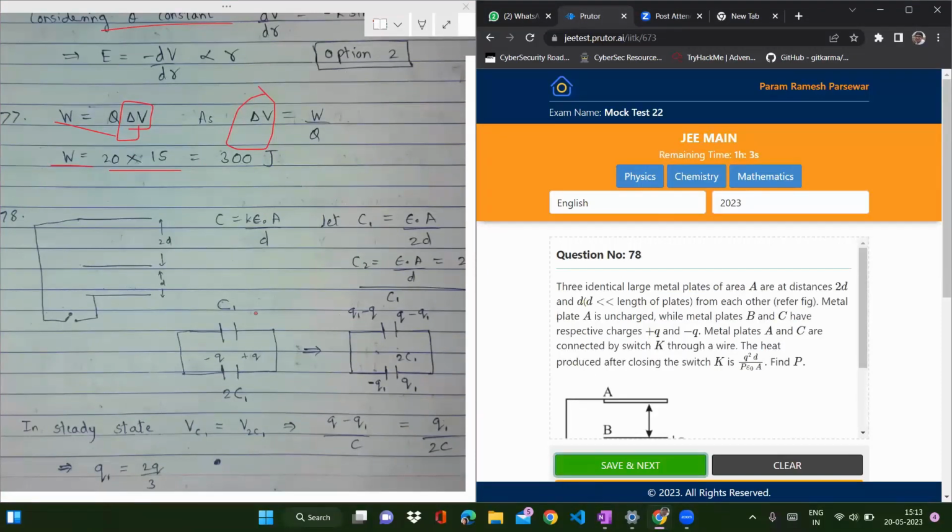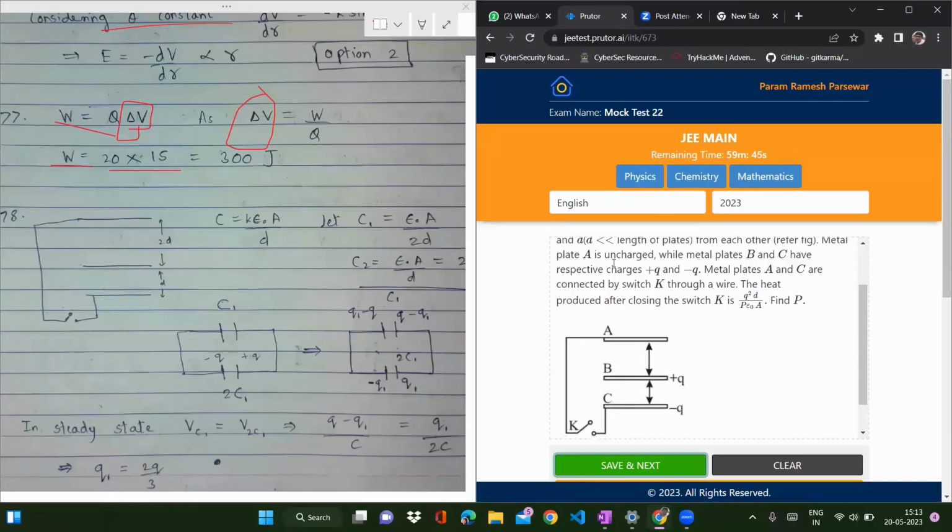Now, question number 78. We are given three identical large plates of area A at distance 2D and D from each other, where D is much less than the length of the plates. Metal plate A is uncharged, while metal plates B and C have respective charges plus Q and minus Q. Metal plates A and C are connected by switch K through a wire. The heat produced after closing the switch K is?